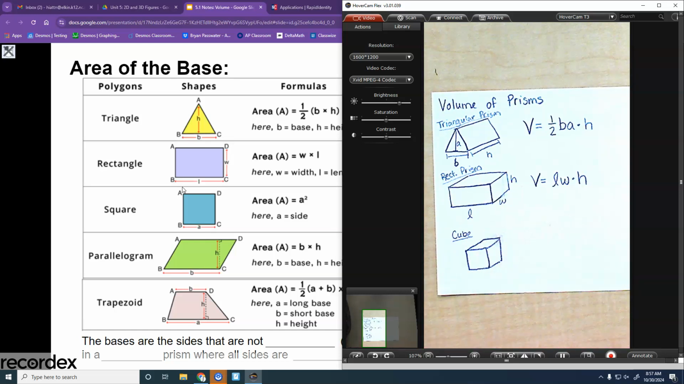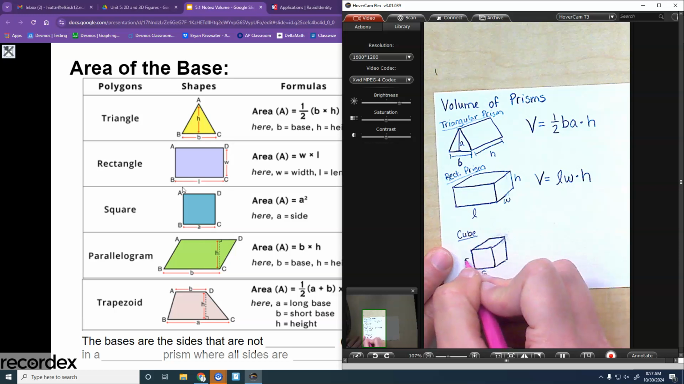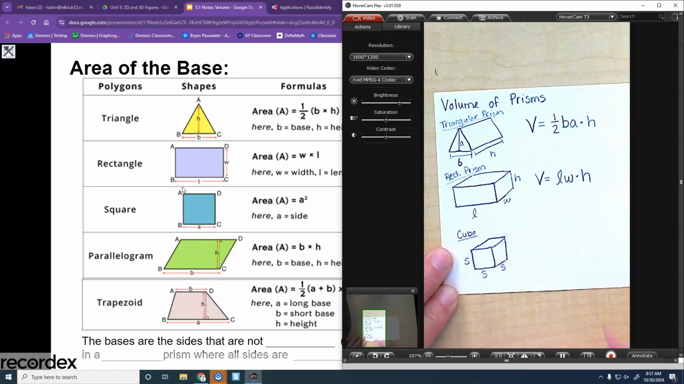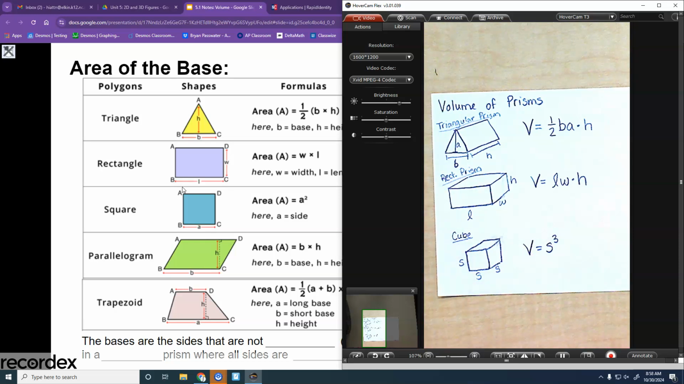Okay, in a cube, what do we know about all the sides? They're all the same. So we could label this S, we could label this S, we could label this S, or you could use whatever variable that you want right there. But all the sides are the same. So volume is just going to be side times side times side because our length, width, and height are all the same. What's another way I could write that instead of S times S times S? S cubed. So that's a little bit of a shortcut for those.